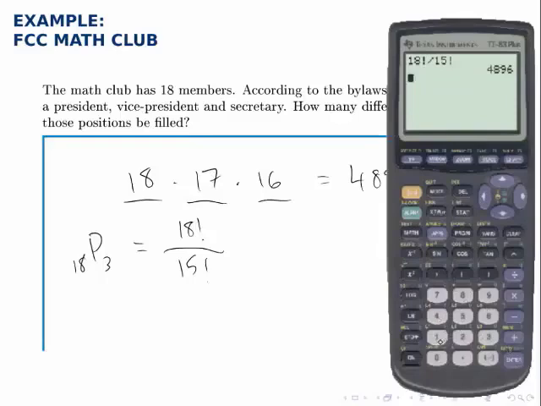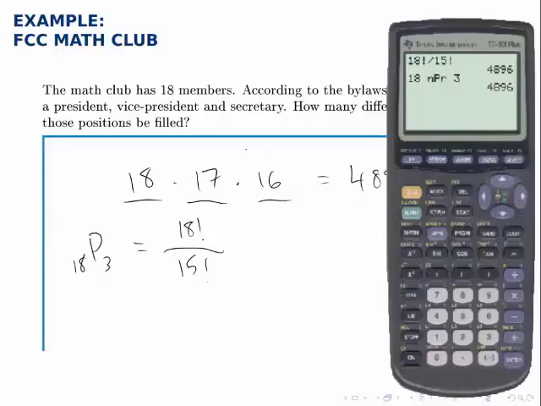And of course, if we use the built-in permutation formula, we'll get the same thing as well. 18, go to the math, probability menu, select NPR 3, because we're selecting 3 and organizing them, and we get the same exact answer. So again, multiple ways to do this problem, but the fundamental counting principle is probably the simplest to understand.